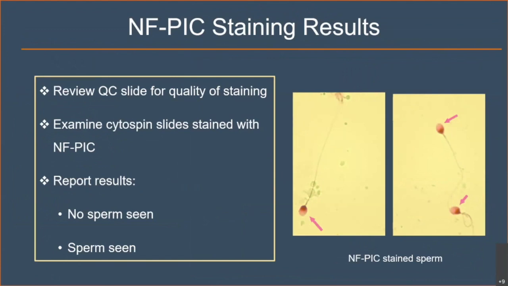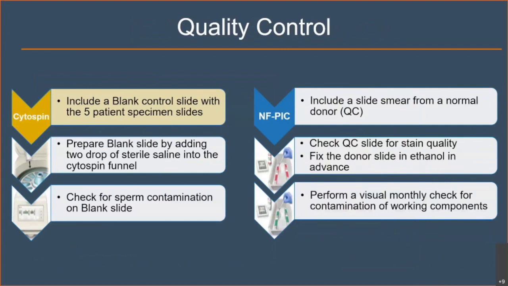The NFP staining results will include a quality control slide, which is prepared from a normal semen sample and stained along with the NFP slides. The results are reported either as no sperm seen or sperm seen, and the image on the right shows how the NFP slide is stained. The sperm head stains pink and the tails are stained green. So it is easy to identify the sperm using this NFP stain. Next slide, please.